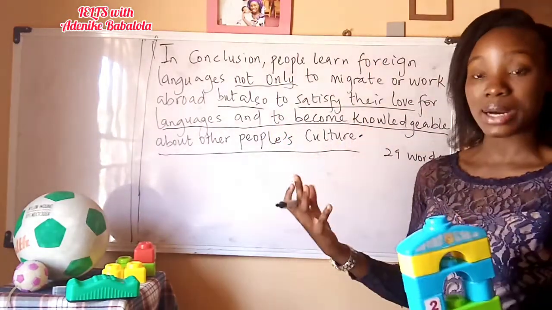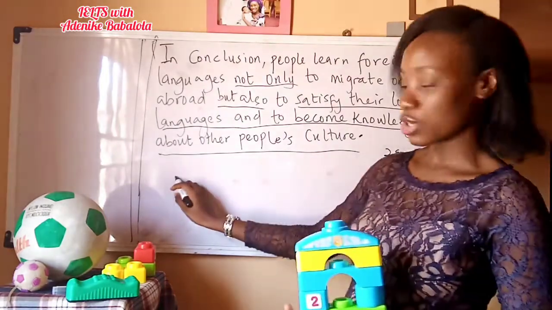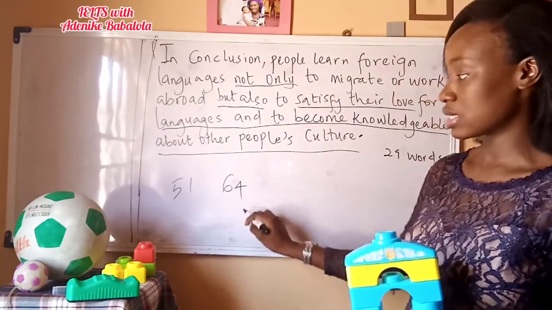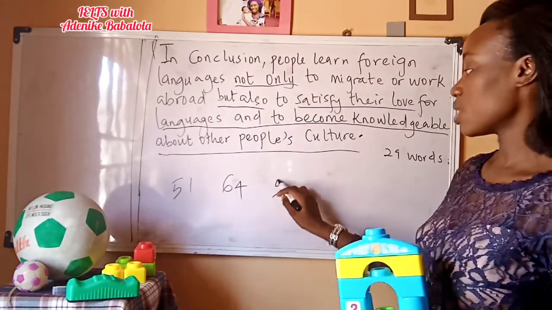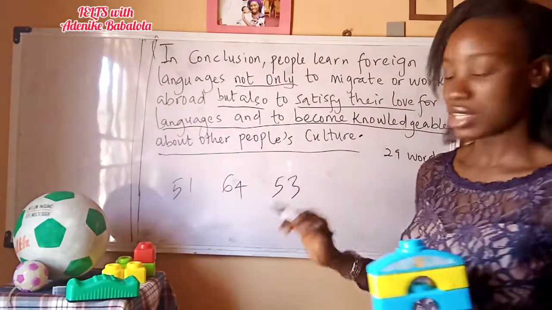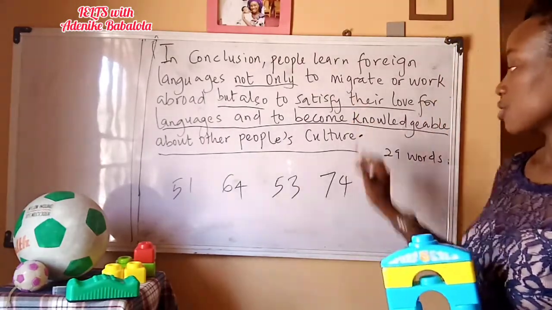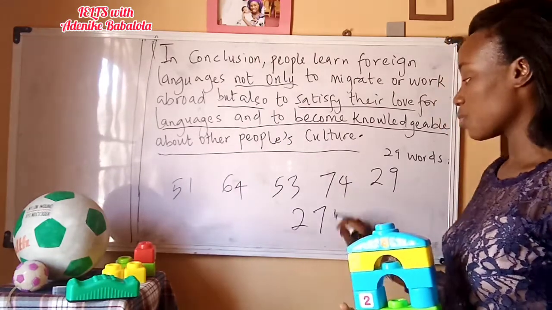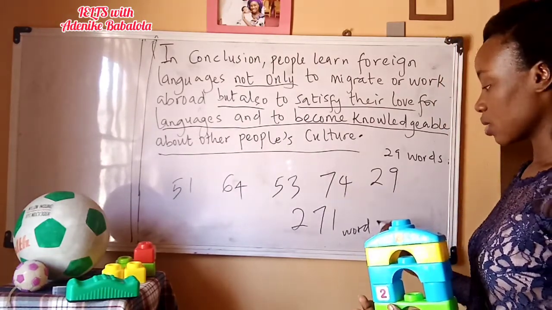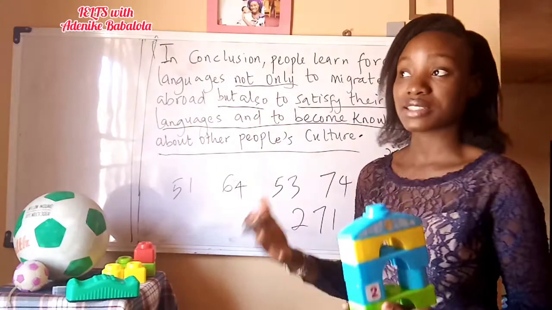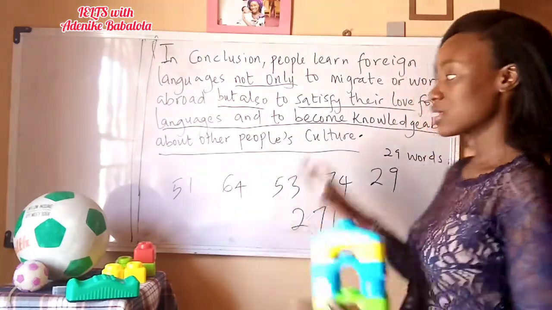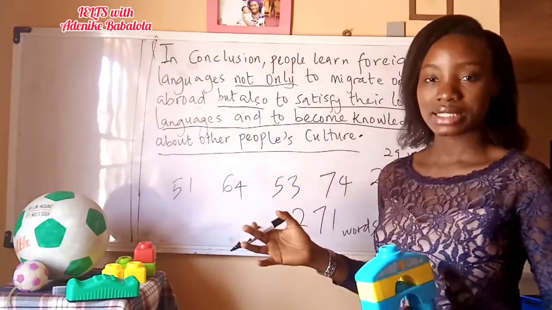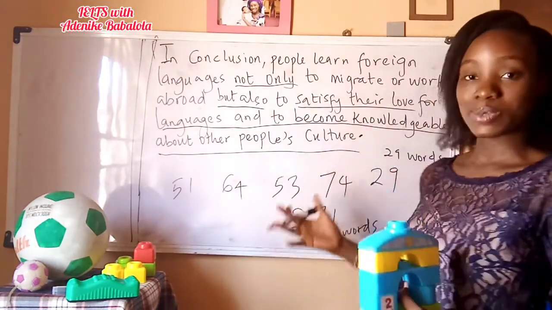And as for the word count, I know that introduction was 51 words, body 1 was 64 words, body 2 was 53, body 3 was 74, conclusion 29. Altogether we had 271 words. Okay, so as far as the word count is concerned, we're good. Now, do you think this is worth a band 8? Let me tell you how it's worth a band 8.